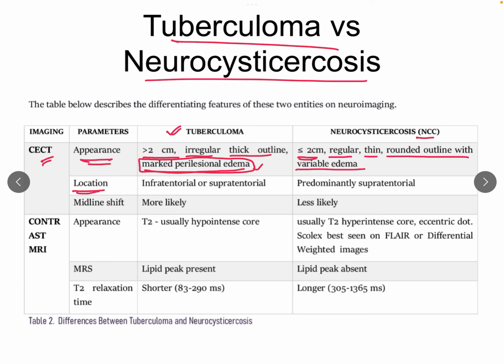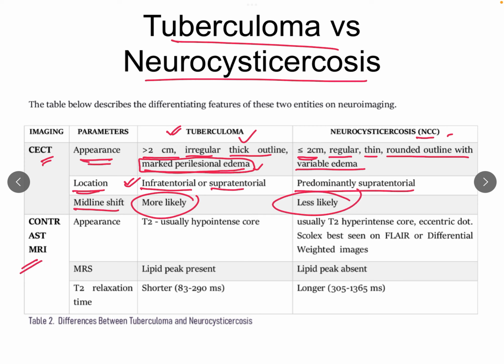Location is very important. Tuberculoma is located mainly infratentorial, or it can be supratentorial also, but most commonly lesions are infratentorial. However, neurocysticercosis is predominantly supratentorial. Midline shift is more likely in case of tuberculoma. However, in neurocysticercosis it is less likely.